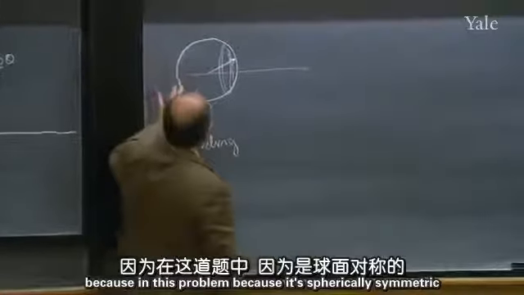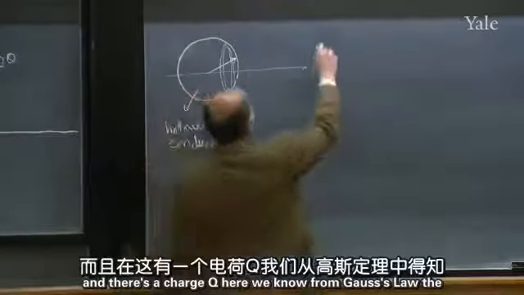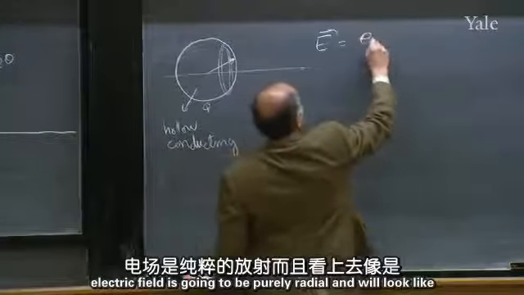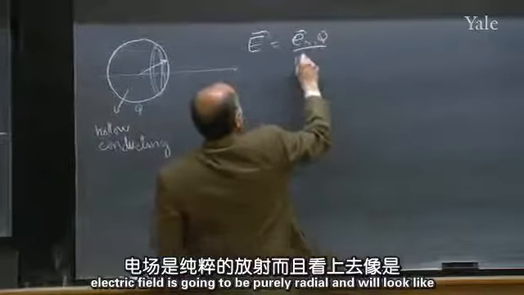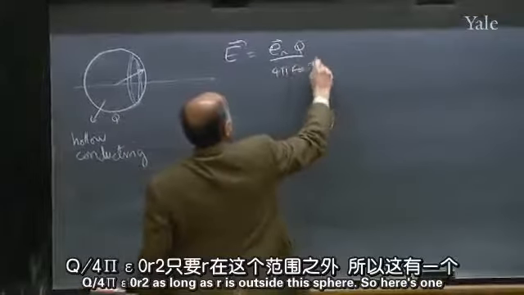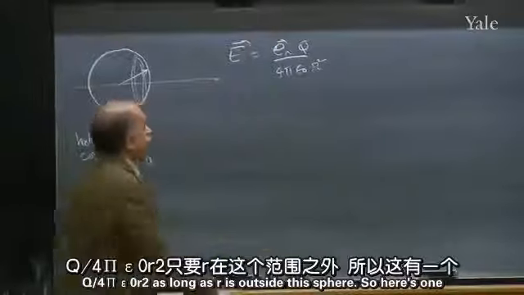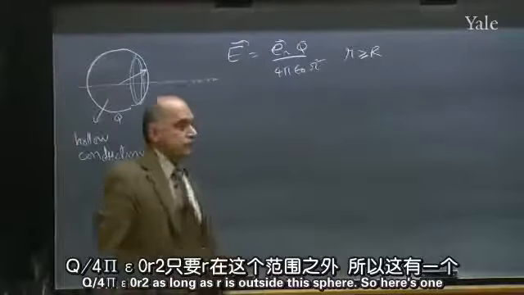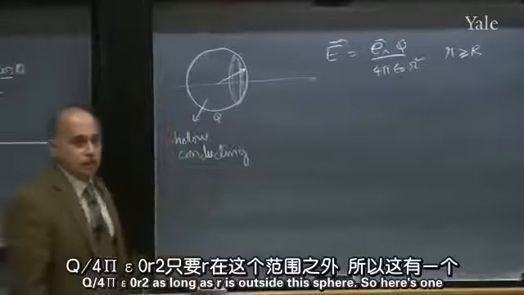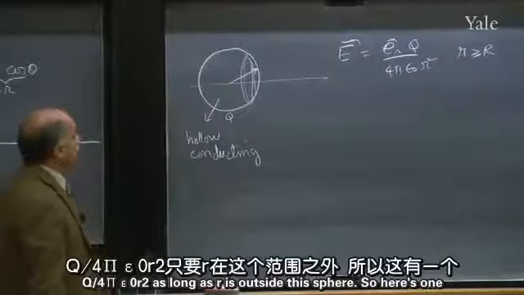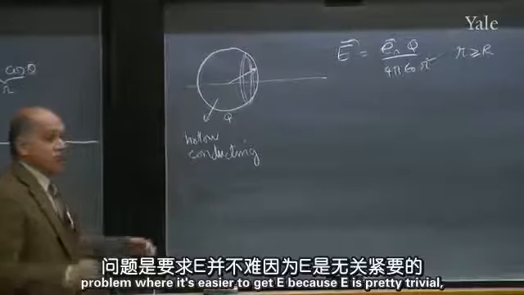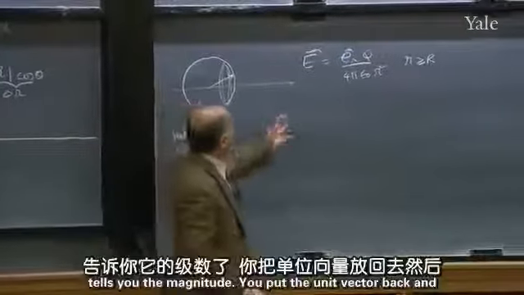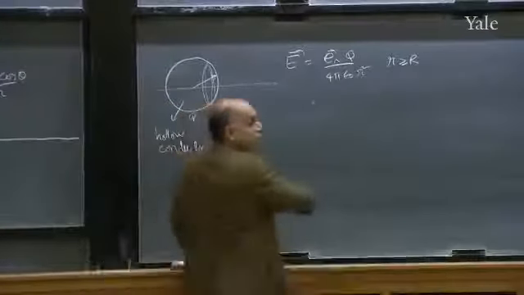because it's spherically symmetric, and there's a charge Q here, we know from Gauss's law, the electric field is going to be purely radial and will look like Q over 4 pi epsilon 0 r squared, as long as r is outside the sphere. So here's one problem where it's easier to get E, because E is pretty trivial. It's radial. You just need to know the magnitude. Gauss's law tells you the magnitude. You put the unit vector back, and you get this.